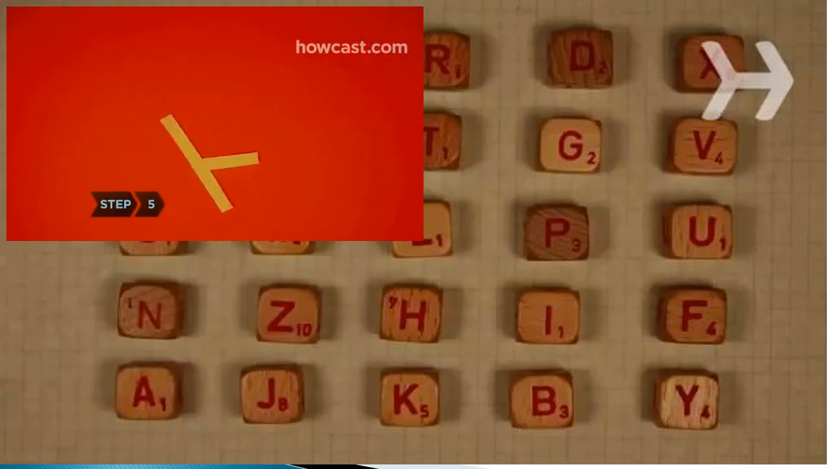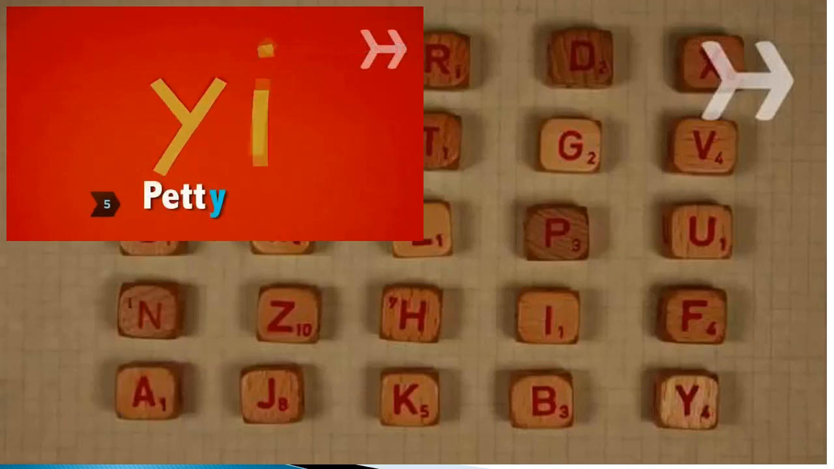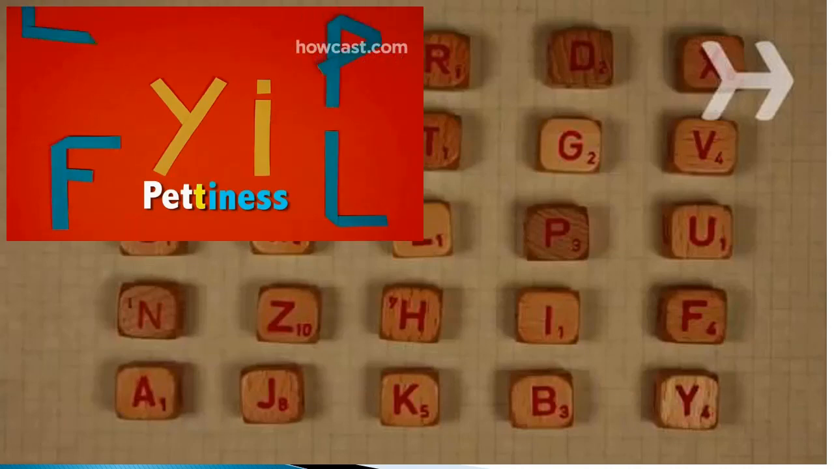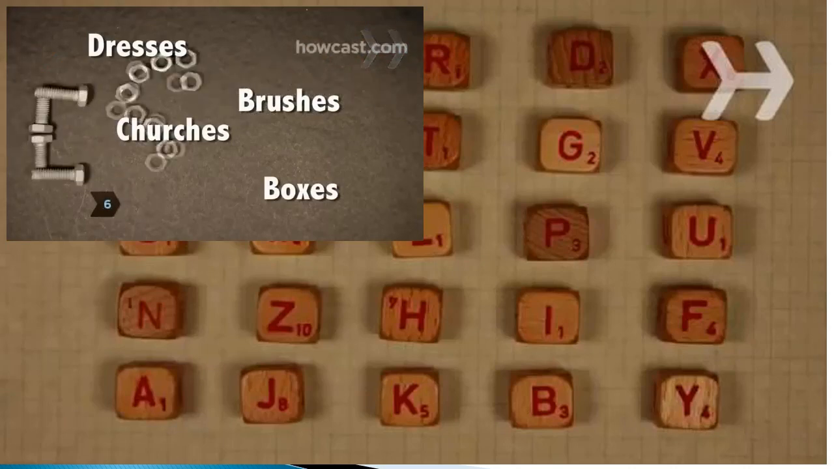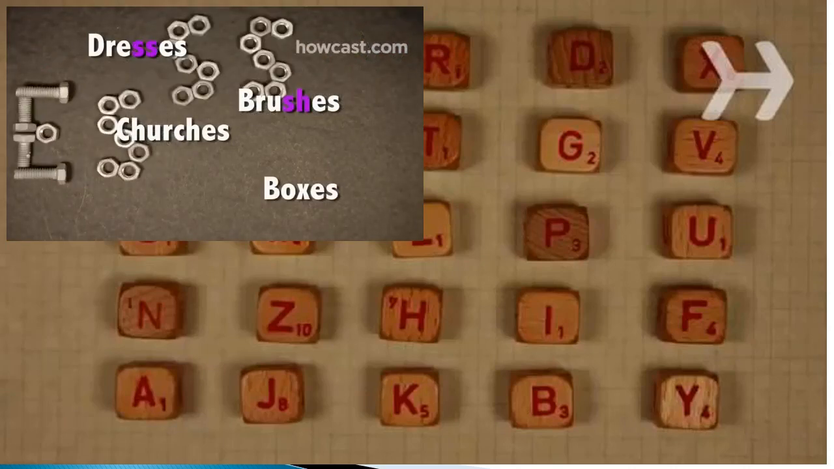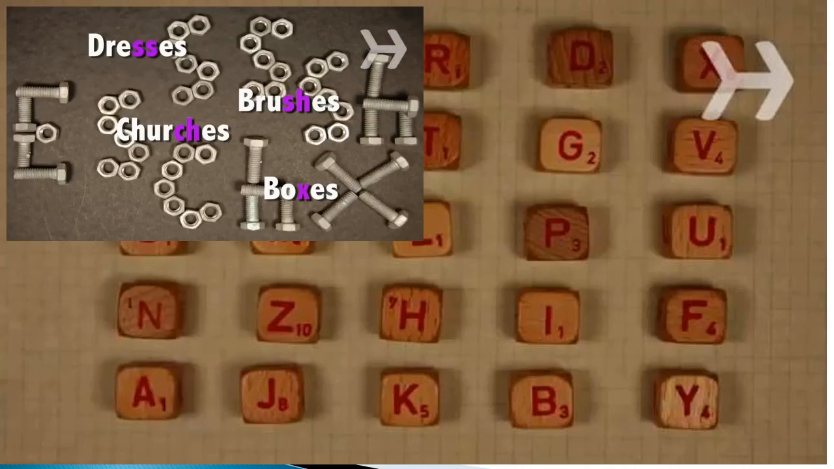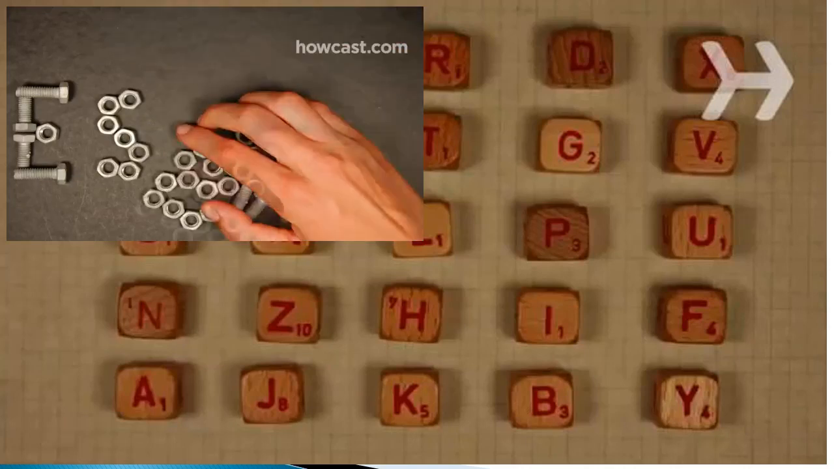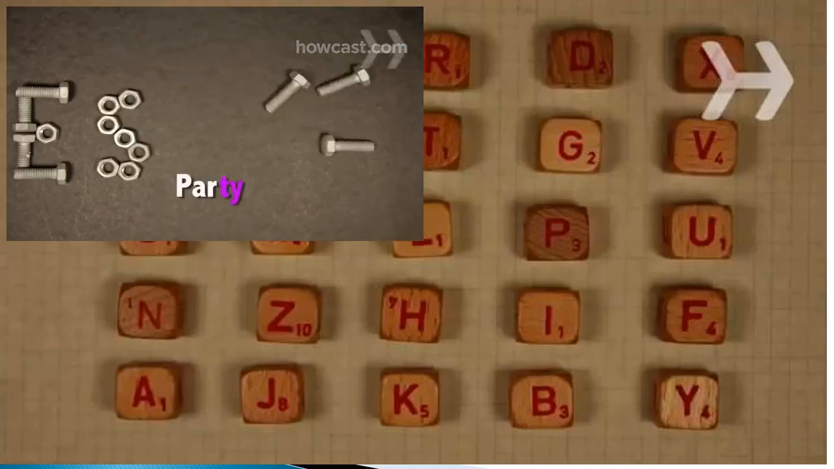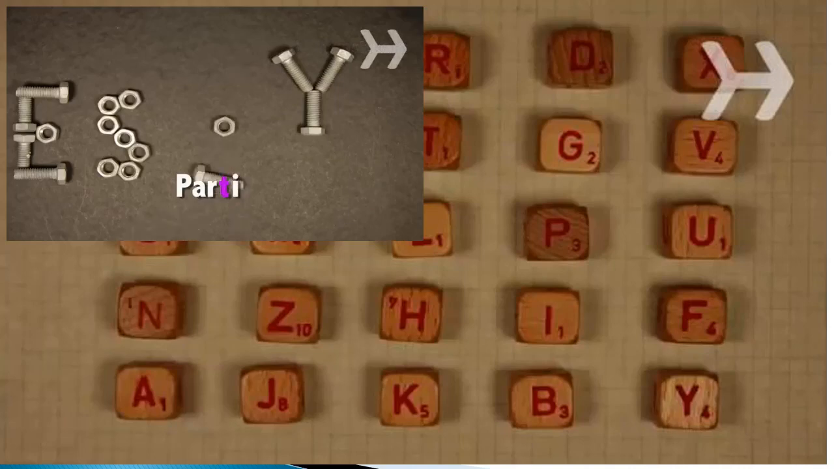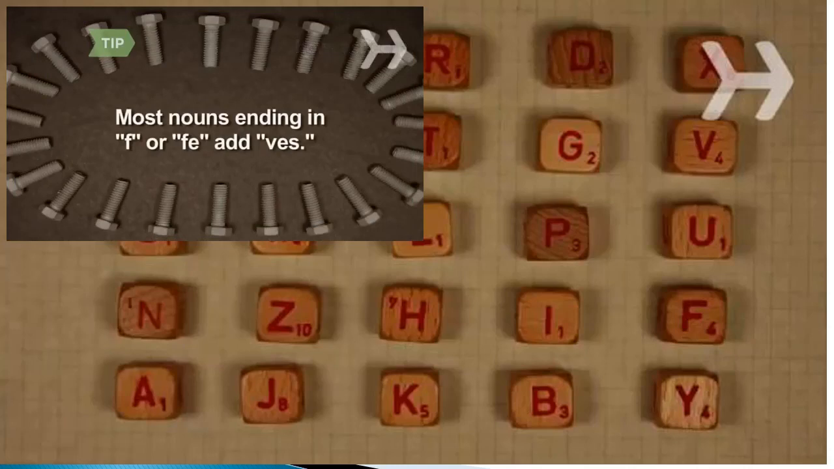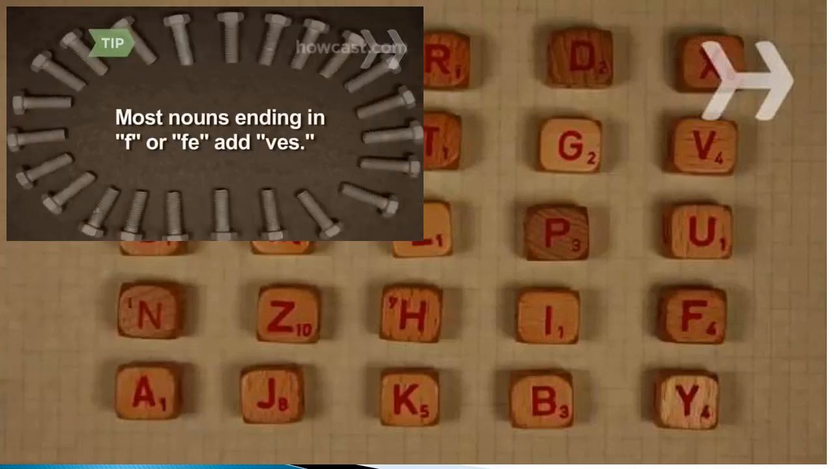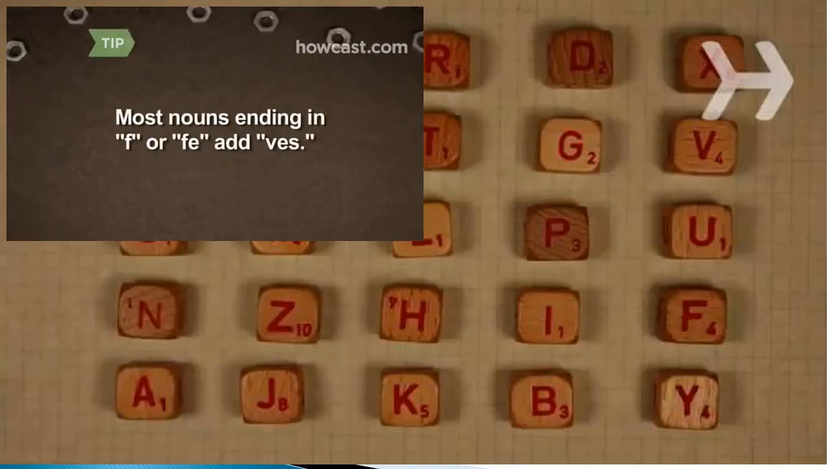Step 5. If you're adding an ending to a word that ends in Y, only change the Y to I if a consonant comes before the Y. Step 6. To make words plural, add ES to words ending in SS, SH, CH, and X. Otherwise, just add an S. If the word ends in a consonant and then a Y, change the Y to I before adding an ES. Most nouns ending in F or FE add VES, but as with all English rules, there are many exceptions.